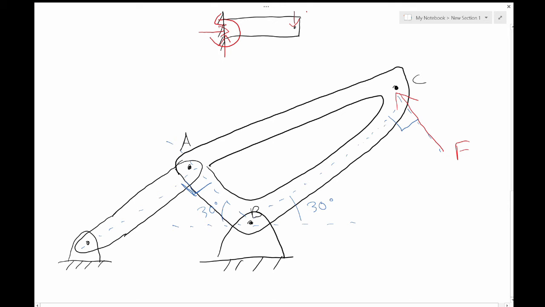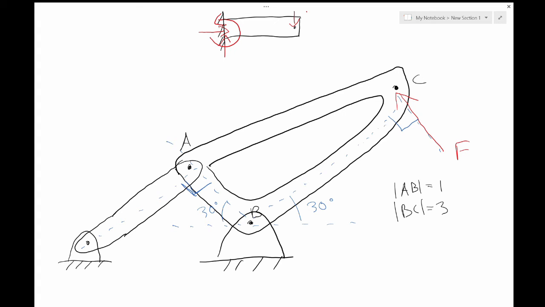Then we'll just write in on the side here. So the length AB is going to be equal to 1, and the length BC is going to be equal to 3 units of measure. Okay, so now the goal, let's say, of this problem is to solve for the forces at B.